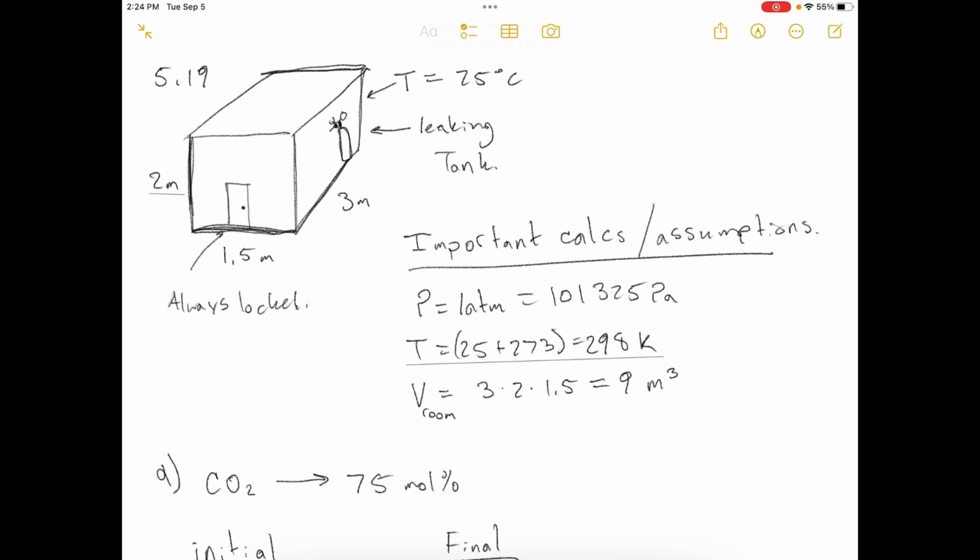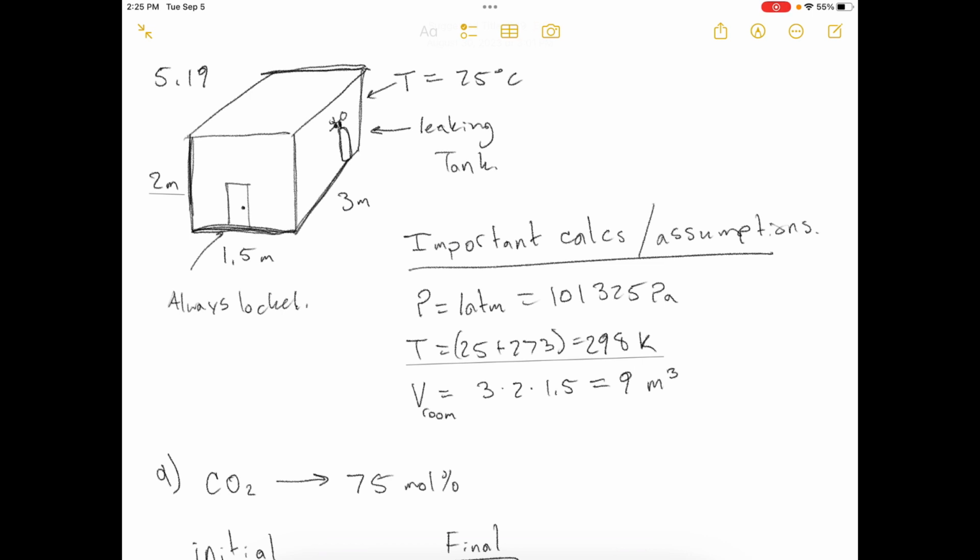A small storage room, whose dimensions are 2 meters by 1.5 meters by 3 meters, contains a number of expensive and dangerous chemicals. To prevent unauthorized entry, the room door is always locked and can be opened with a key from either side. A cylinder of liquid carbon dioxide is stored in the room. The valve on the cylinder is faulty, and some of the contents have escaped over the weekend. The room temperature is 25 degrees Celsius. Part A. If the concentration of CO2 reaches the lethal 75 mole percent level, what would be the mole percent of oxygen?